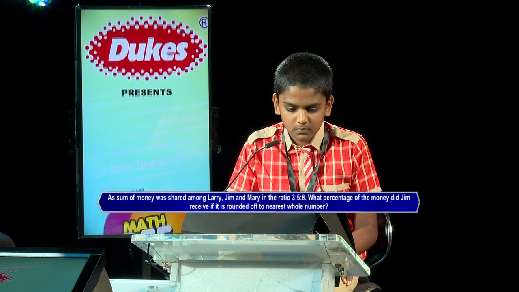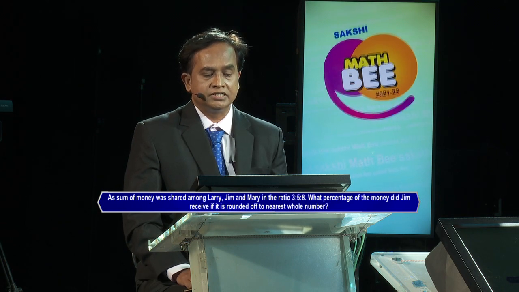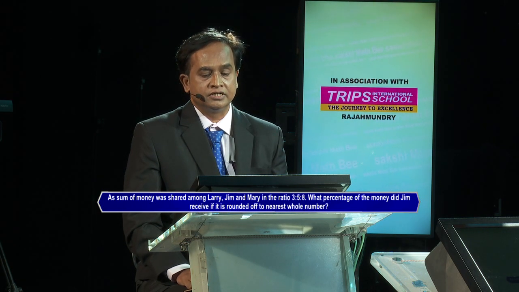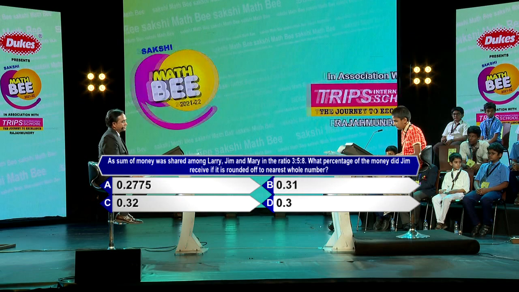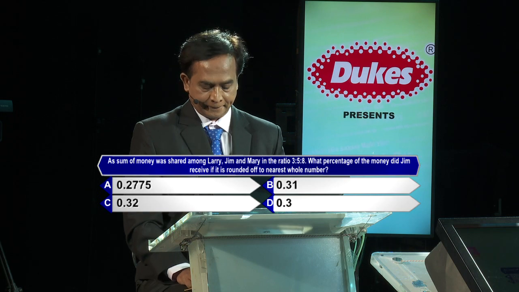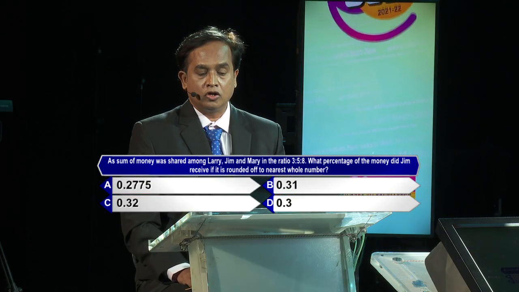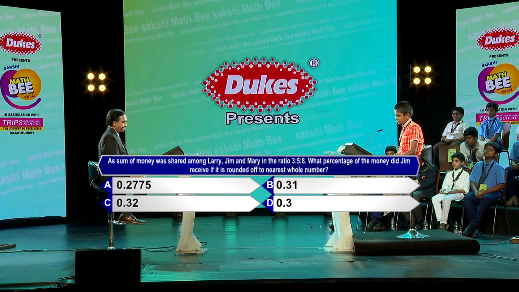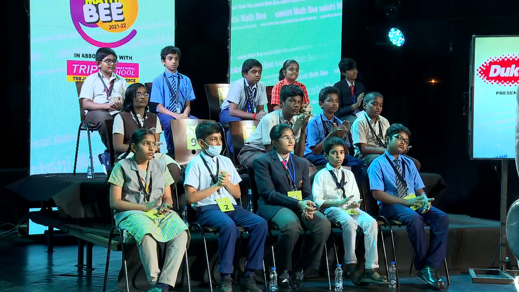Question, please. A sum of money was shared among Larry, Jim and Mary in the ratio 3:5:8. What percentage of money did Jim receive if it is rounded off to the nearest whole number? Your options are A, 0.2775, B, 0.31, C, 0.32, D, 0.3. Option B, 0.31. Kindly lock option B, 0.31. There you go. We've got the winner. 0.31 is the correct answer. Please give him a very big round of applause.